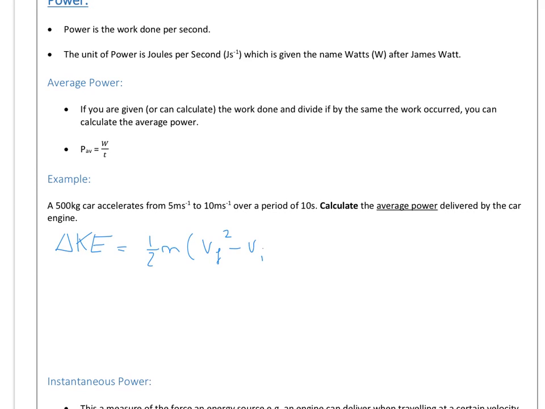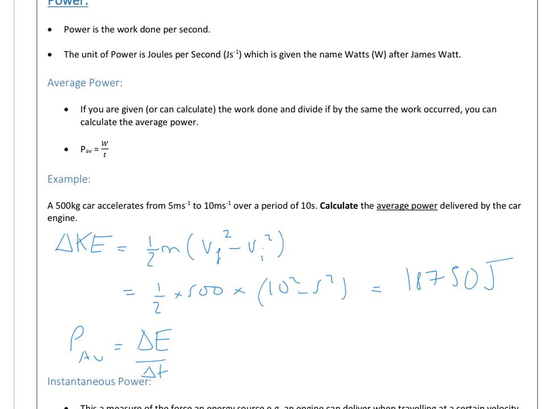So it's going to be half times 500 times 10 squared minus 5 squared, which is equal to, what's that, 100 minus 25 times 500 divided by 2, which is 18,750 joules. And now we know the average power is the change in energy over the time over which it occurred. So it's this 18,750 over 10 seconds.